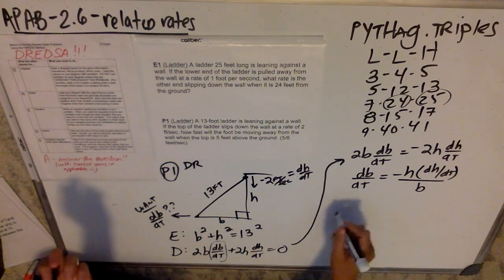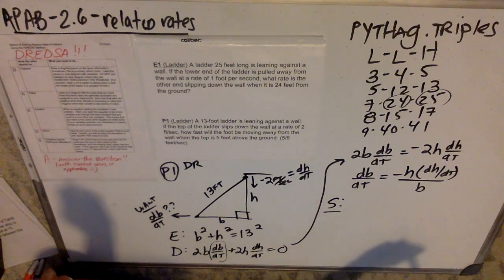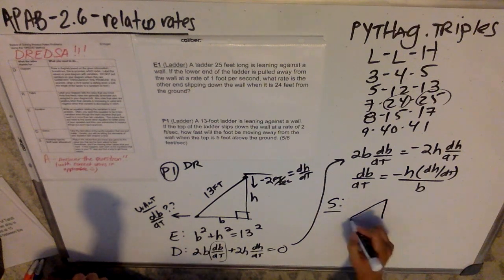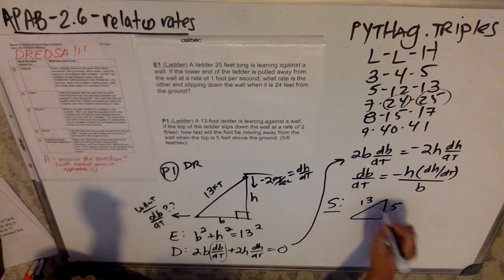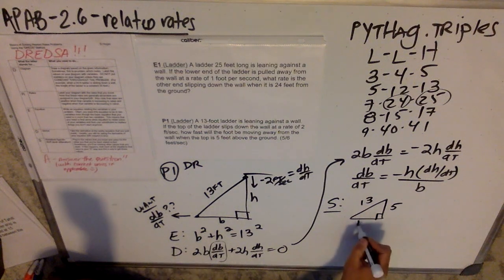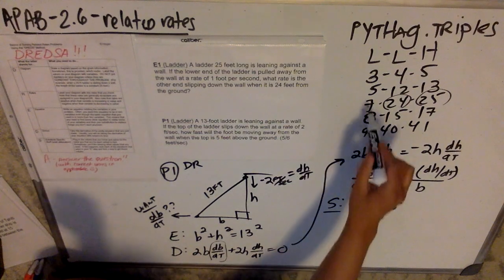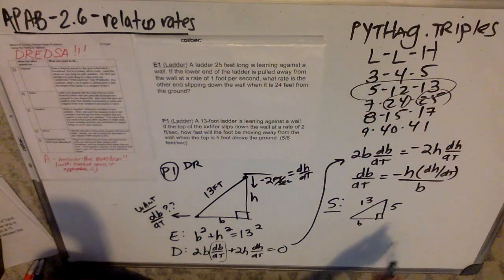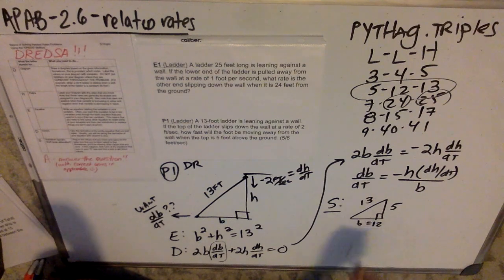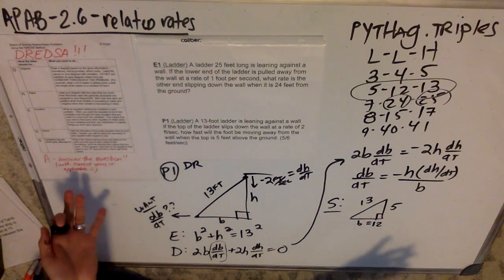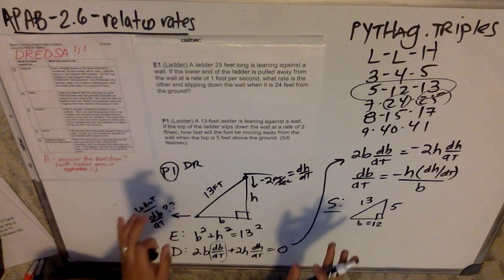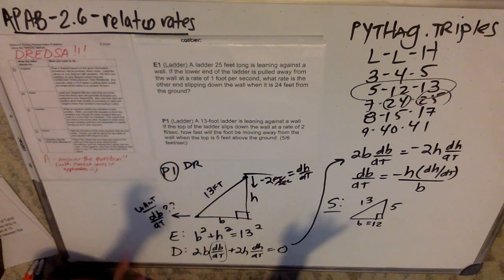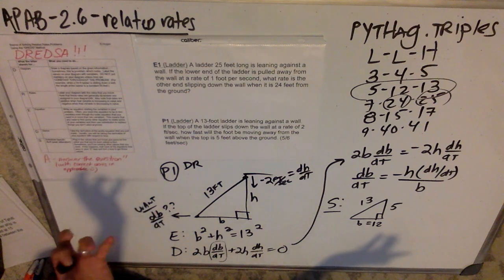When I go to substitute in, now I'm at a specific moment. Now I'm at the moment where this ladder is 5 feet off the ground, right? So I don't know this b. Well, thankfully, it's a Pythagorean triple, right? 5, 12, 13 is a Pythagorean triple. So 5 is one leg, 13 is the hypotenuse. That means the other leg is 12. Again, you could use the Pythagorean theorem. Not everything you're going to see is a Pythagorean triple, but a lot of them are. So, I'm just saying, it's kind of worth it.